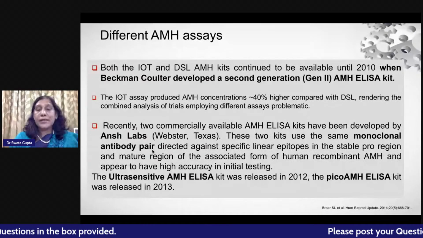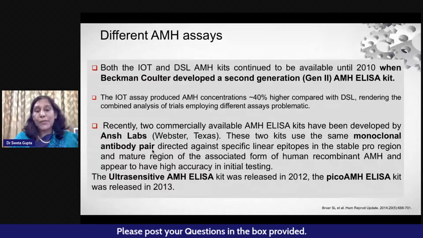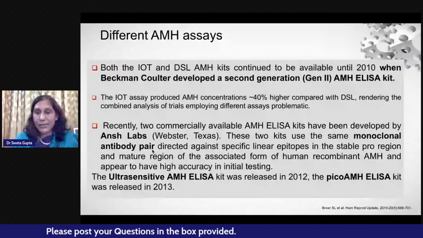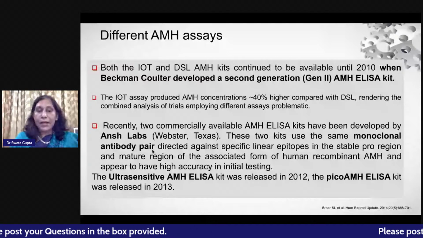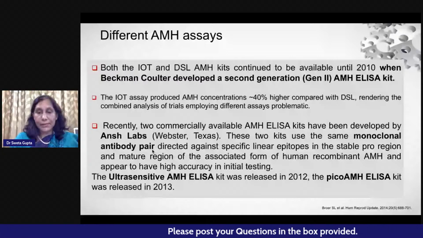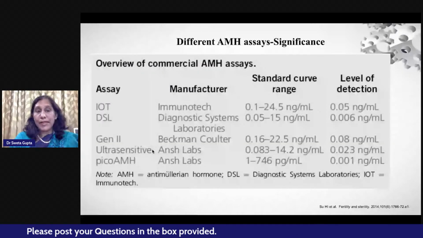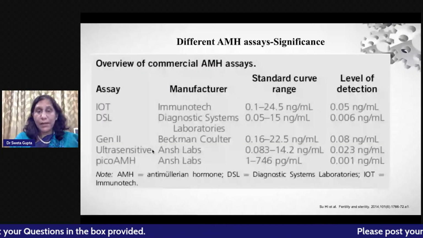Recently, other commercially available ELISA kits were developed by AMH Labs, and these two kits use the same monoclonal antibody pair directed against specific linear epitopes. These are the ultrasensitive AMH ELISA kit and the Pico AMH ELISA kit. So this is an overview of the commercially available AMH assays.